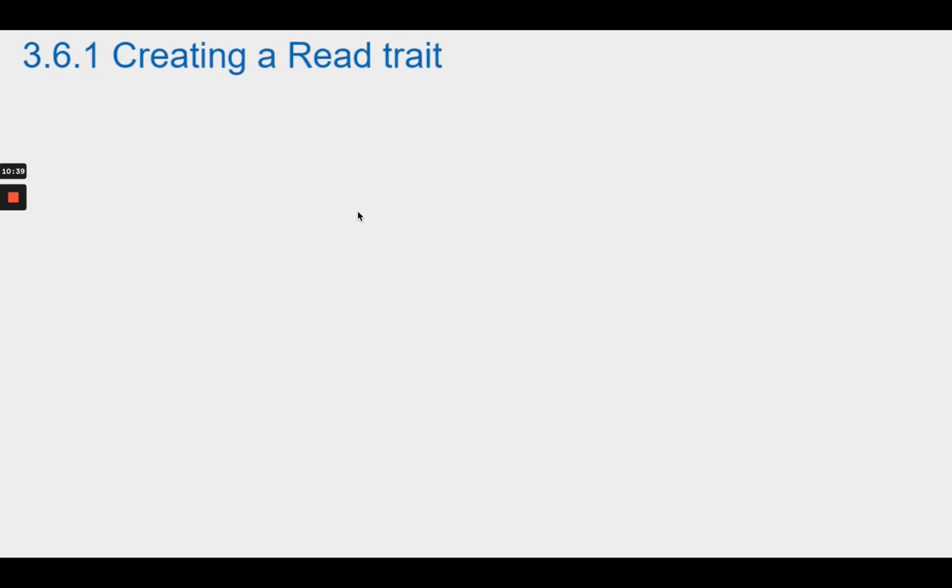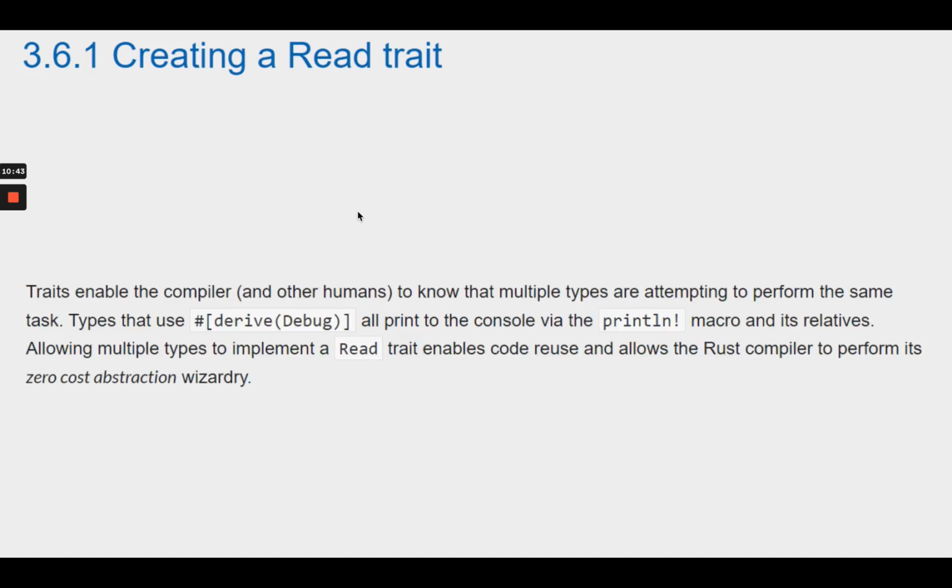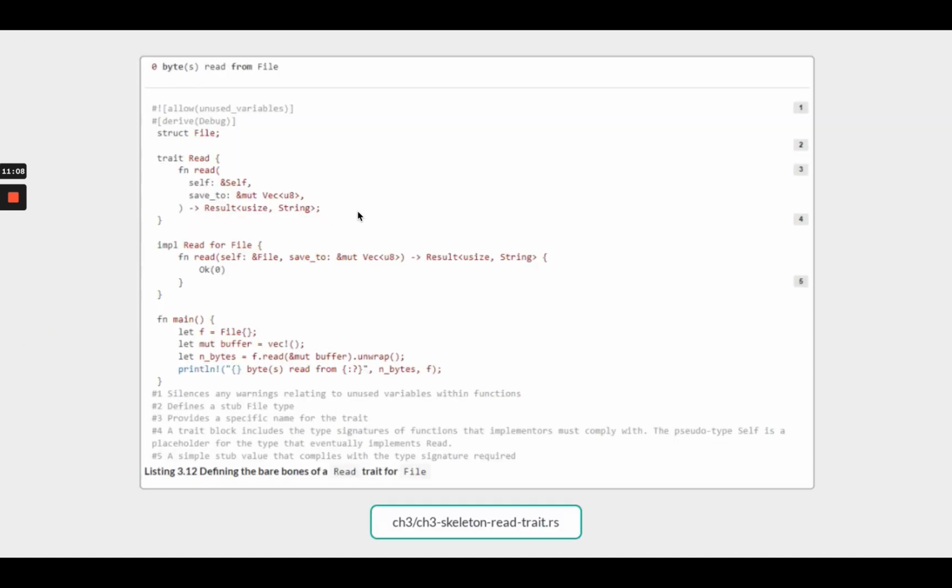Section 3.6.1. Creating a Read trait. Traits enable the compiler, and other humans, to know that multiple types are attempting to perform the same task. Types that use this all print to the console via the println! macro and its relatives. Allowing multiple types to implement a Read trait enables code reuse and allows the Rust compiler to perform its zero-cost abstraction wizardry.